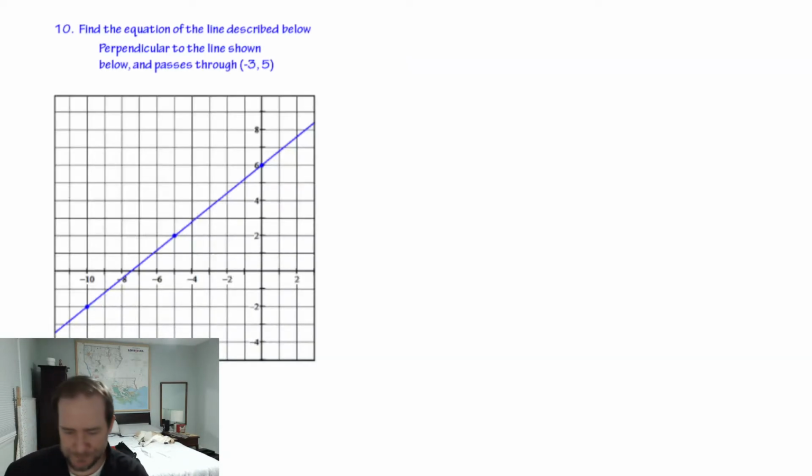So let's do 10. So for number 10, you've got a graph to look at, which is good. It says find the equation of the line described below. We want to be perpendicular to the line that we see, and we want to pass through negative 3, 5. Still, the first thing you should do is find the slope. So the first thing you'll do is you'll find the slope of the line that you're given.